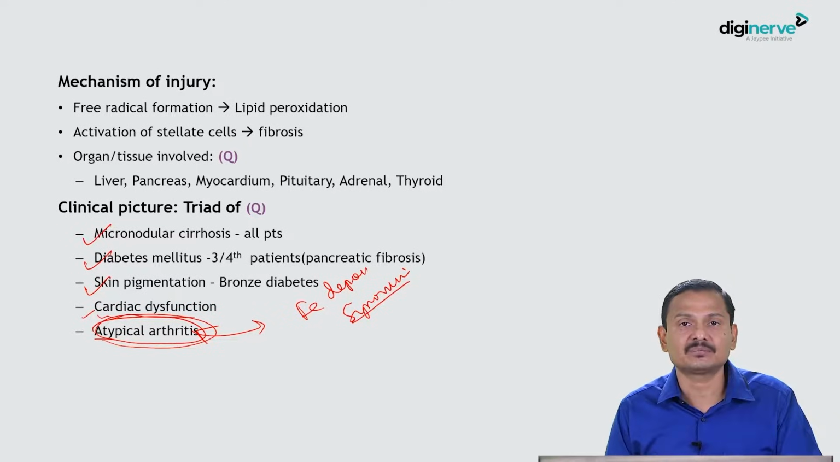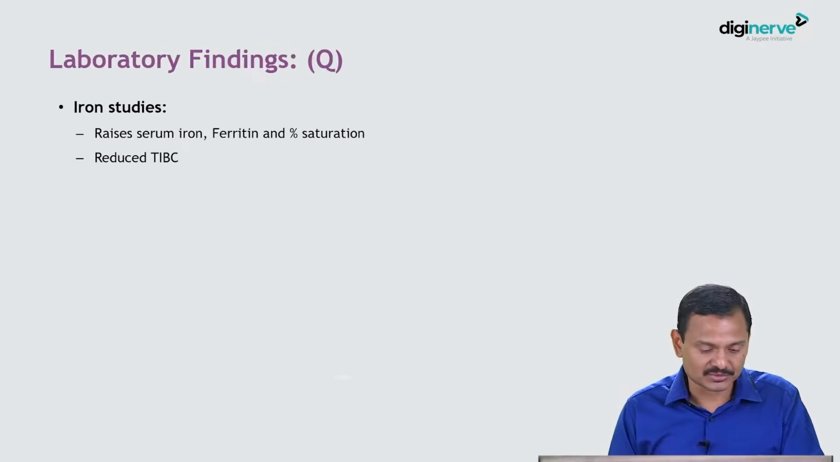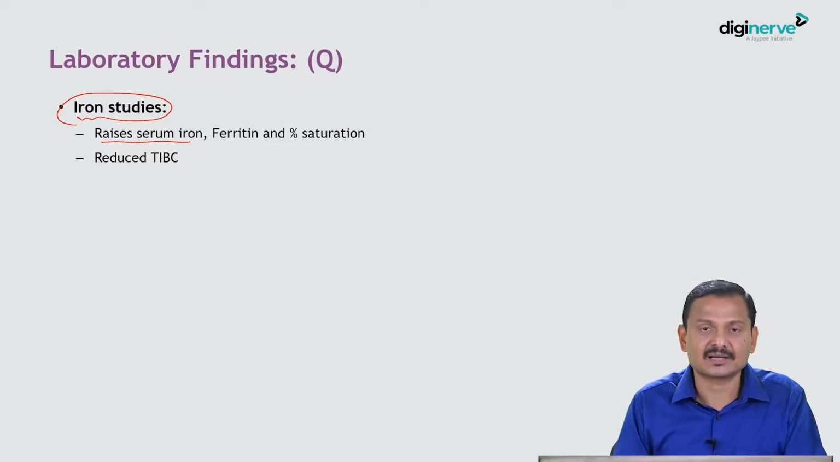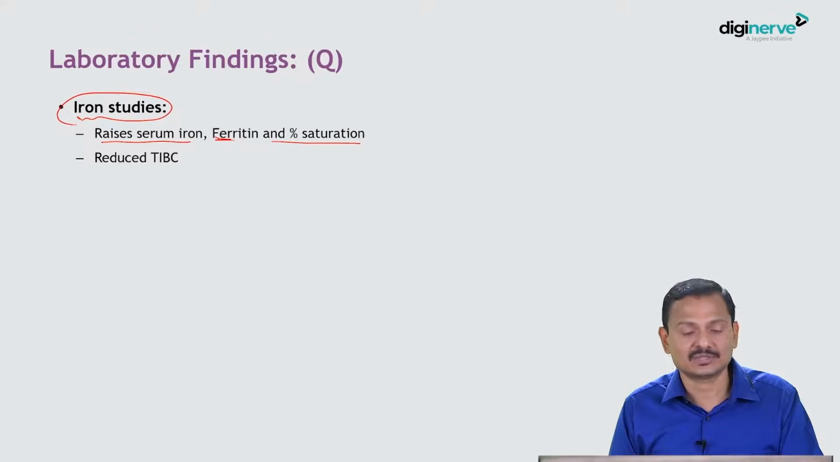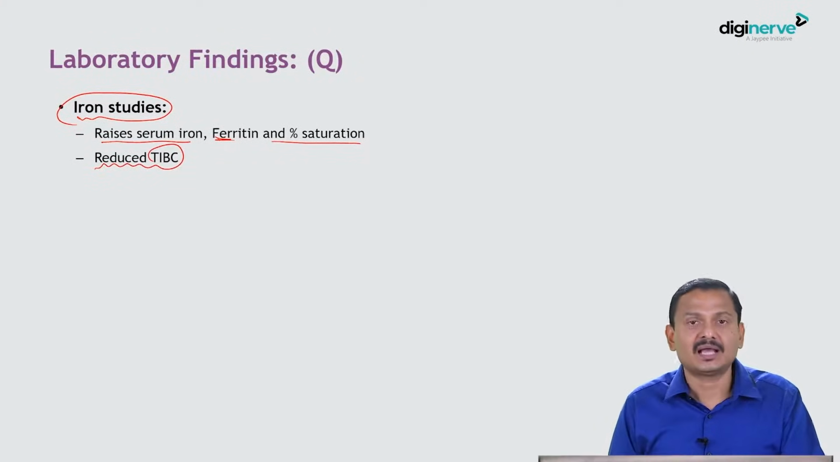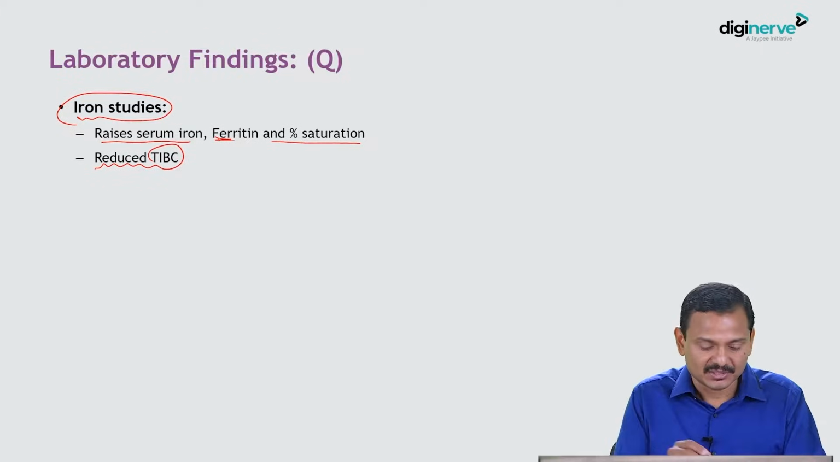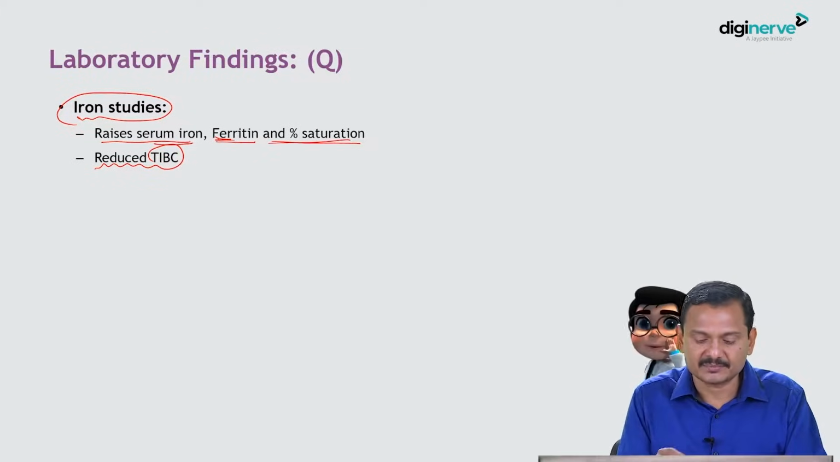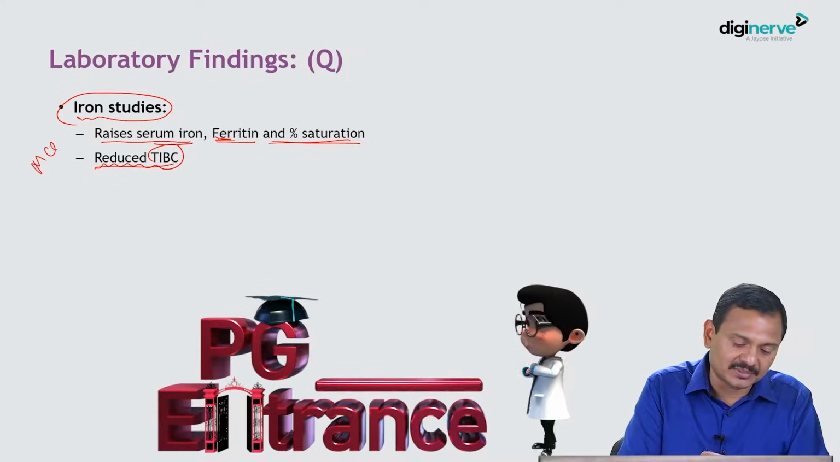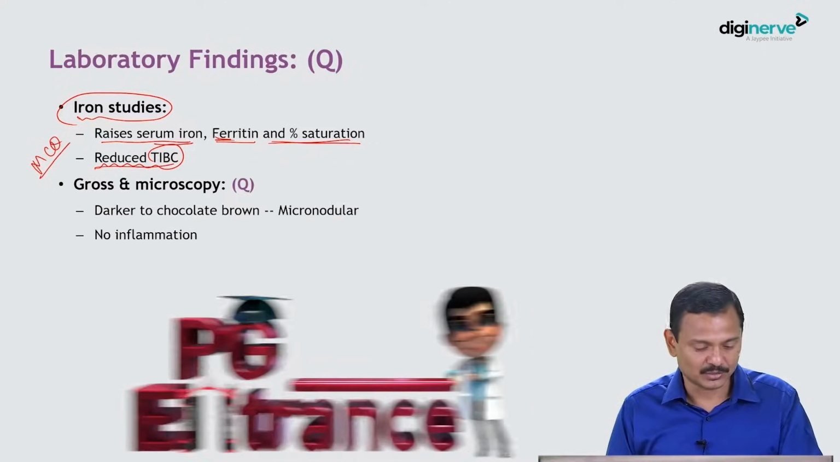Now we have to do some lab investigations in order to confirm hemochromatosis. So what are the lab tests? One is iron studies, and that shows raised serum iron, ferritin, as well as percentage saturation of iron, and then there will be reduced total iron binding capacity. So raised serum ferritin and percentage saturation, whereas reduced TIBC, and this can be again an MCQ.